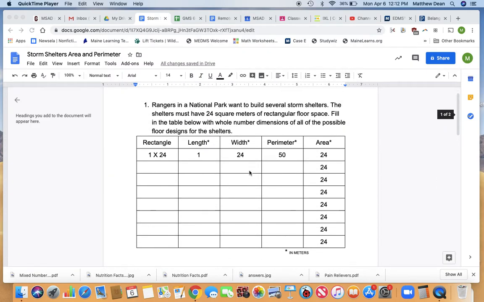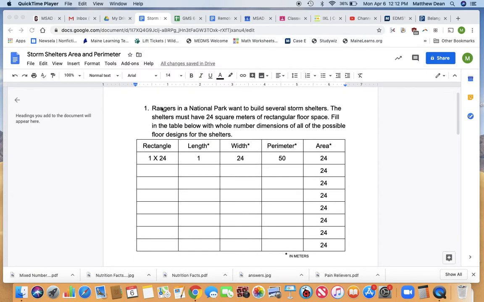So the problem that you're going to work on today is based on this scenario here. We have Rangers International Park want to build several storm shelters, and they must have 24 square meters of rectangular floor space. Fill in the table below with whole number dimensions, that means no decimals, of all the possible floor designs for the shelters. So similar to what we just did with the 12 here, our area for all of them is going to be 24. And what you need to do is find all the different dimensions. And you can use the factors of 24 to do that.